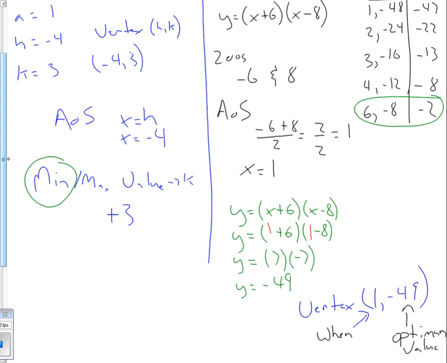Okay, so again, just going through the same skills that we've already learned to get our final answer. So we've got to factor and use our zeros to figure out the axis of symmetry, and then we can use the axis of symmetry to figure out the y value, and therefore we get the entire vertex.